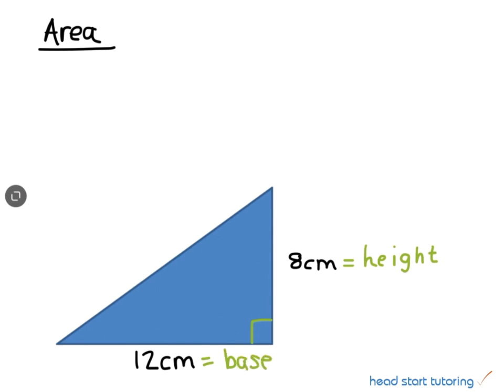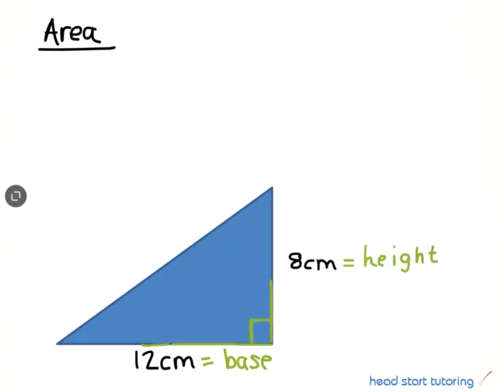Right, so our height and our base have to be perpendicular to one another. So because this is a right-angled triangle, we already have our right angle there, which helps us identify our perpendicular lines. So there are our perpendicular lines, so our height and our base are perpendicular to each other.